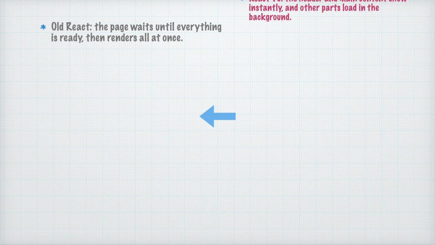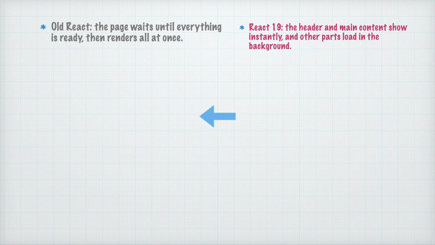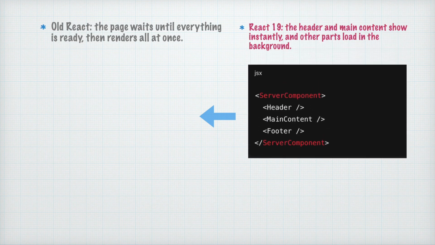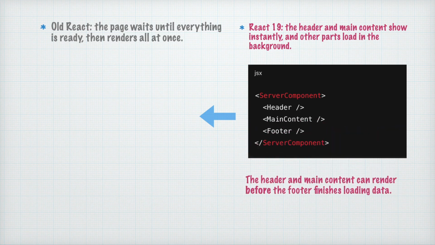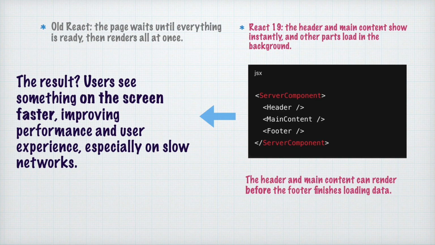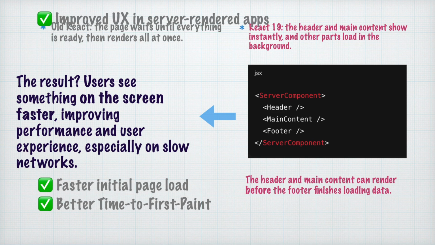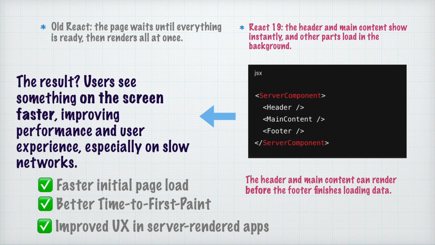Old React. The page waits until everything is ready, then renders all at once. React 19. The header and main content show instantly, and other parts load in the background. Example in concept. The header and main content can render before the footer finishes loading data. The result? Users see something on the screen faster, improving performance and user experience, especially on slow networks. Faster initial page load. Better time to first paint. Improved UX in server-rendered apps.